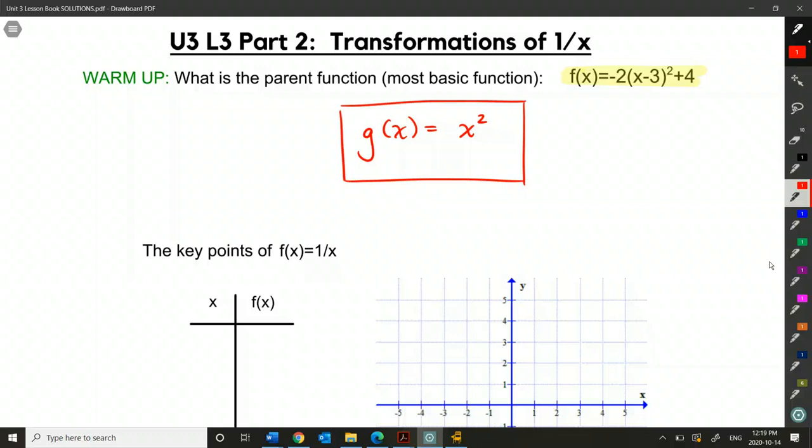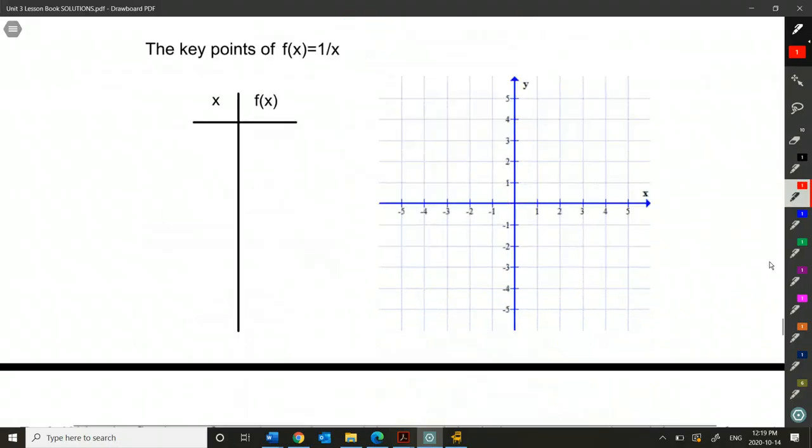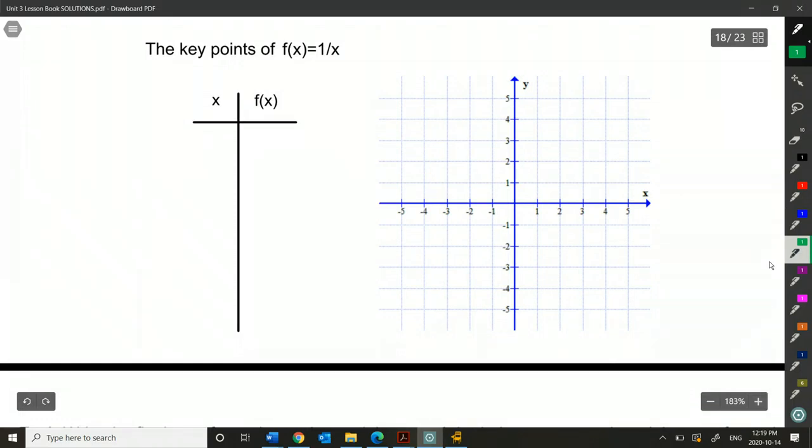So this is going to be our last main parent function that we'll be looking at for transformations. And it is called a rational function. Rational just meaning fraction. So we did rational exponents and rational expressions in Unit 2. This is a rational function. It's 1 over x. So we graphed this one a little bit a few days ago when we did our initial introduction package, but we had some key points.